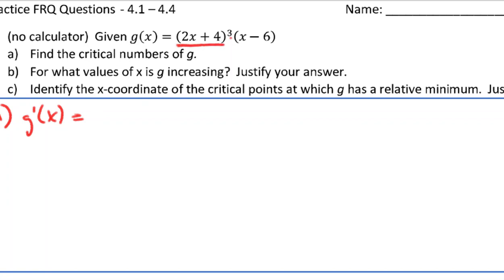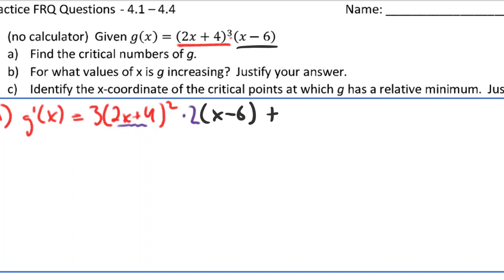So product rule says take the derivative of the first part. So bring the power down, lower the power by 1. It's got a chain rule component times 2 times the second part left alone plus, and then the derivative of the second part times the first part left alone.